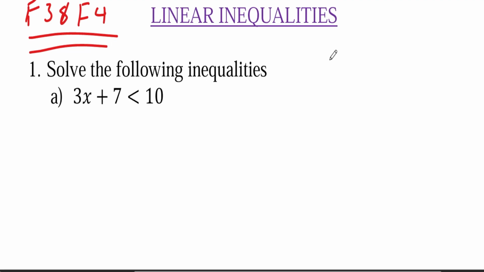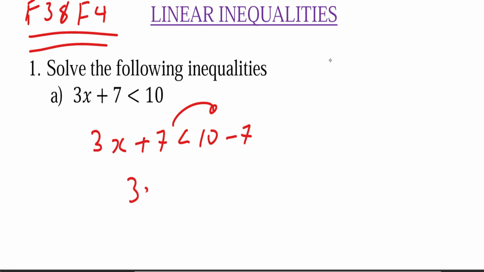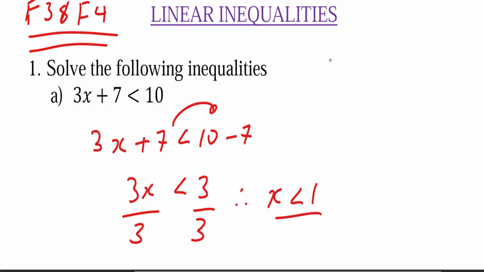Question 1. You've been told to solve the following inequality: 3x plus 7 is less than 10. A very easy question. So now you collect like terms. The 7 goes to the other side, minus 7. So it gives you 3x less than 10 minus 7, which is 3. Divide by 3, divide by 3. Therefore, your answer is x is less than 1. Very clear-cut answer.